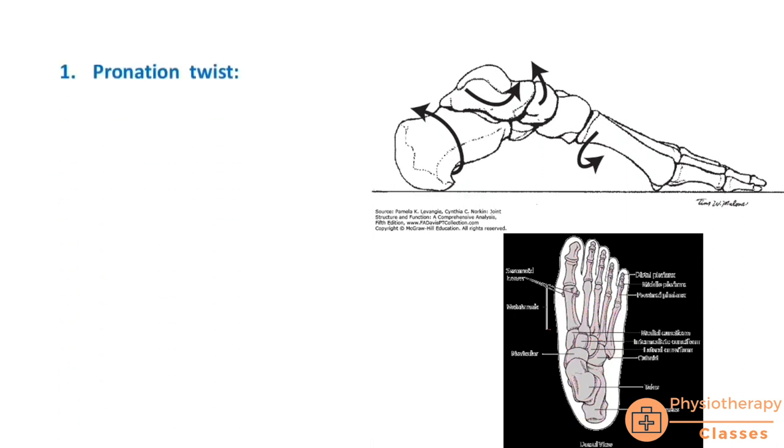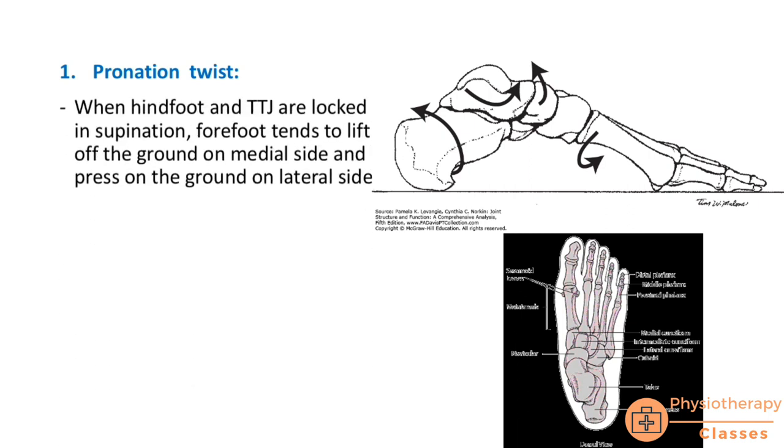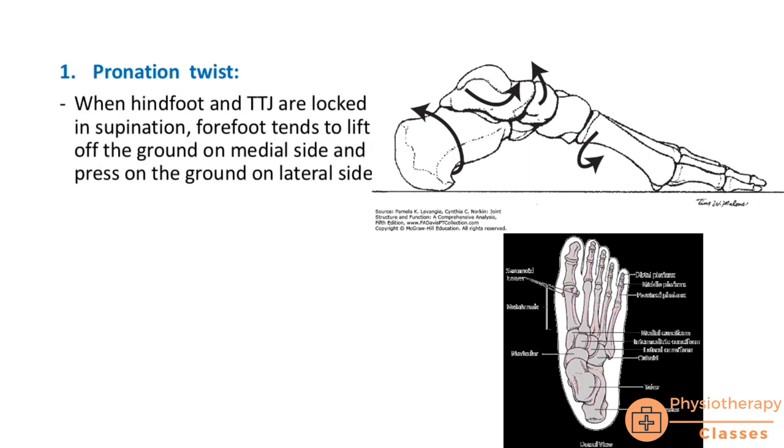Now, just opposite to this supination twist is the pronation twist. In pronation twist, the hind foot is locked in supination, where the forefoot tends to lift off on the medial aspect. The medial side of the forefoot tends to rise because of the supination at the hind foot, whereas the lateral aspect of the foot will be compressed on the ground.